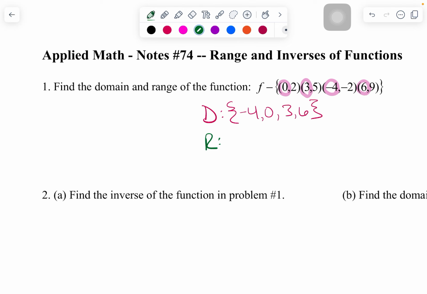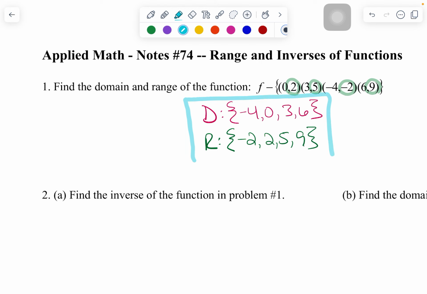So if I look back at my ordered pairs here, let me go ahead and get rid of those circles for the X's. If I look back at my ordered pairs, my Y values are 2, let me change color, 2, 5, -2, and 9. So again, to write out the range, I'm going to list out those Y values. Set notation here. Again, numeric order here. So -2 is first, then 2, 5, and 9. All right, so that's the answer for problem number 1 for domain and range.